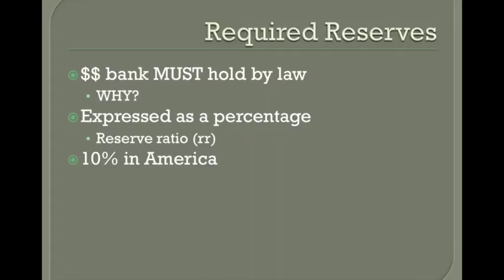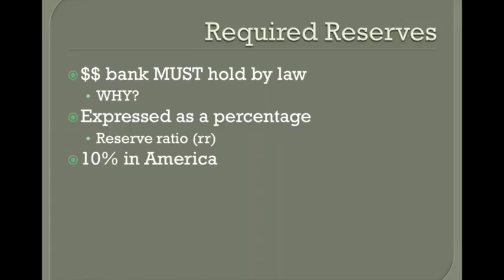We also have what are called required reserves. Required reserves are money that the bank has to hold in their bank. They can't loan it out, and it's by law. And you might ask, well, why can't a bank do whatever they want with their money? Well, think back to the Great Depression when you had the bank runs. Banks had loaned out so much money that when people went to the bank to withdraw some, they didn't have enough on hand, and so the bank ended up failing.